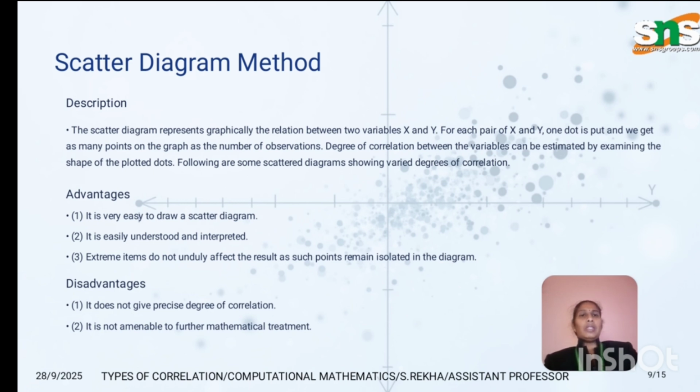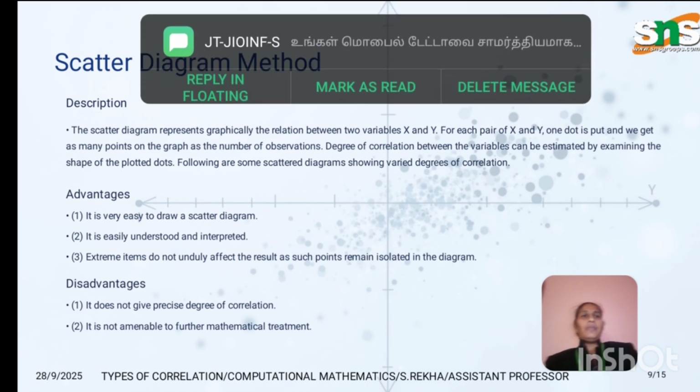The first method is the scatter diagram. A scatter diagram is represented in graphical form, showing the relationship between the two variables x and y, and a number of dots are plotted in the graph. These represent the number of observations, and the degree of correlation between the variables can be examined using the plotted graph. There are advantages and disadvantages also. The advantages are that it is very easy and understandable. The disadvantage is that it does not give any degree of correlation.